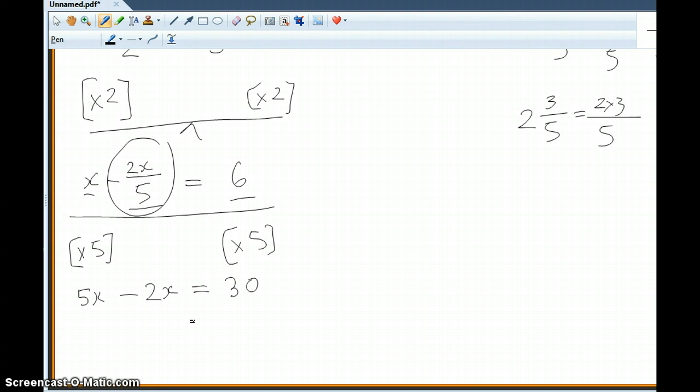Okay, so in effect, all I did was multiply by 2 to get rid of the first fraction, and then 5 to get rid of the second fraction. And now I'm going to collect together the x's. 5 of them minus 2 of them is 5 minus 2? 3x must equal 30. To get rid of the 3, divide both sides by 3. Answer: x equals 10.